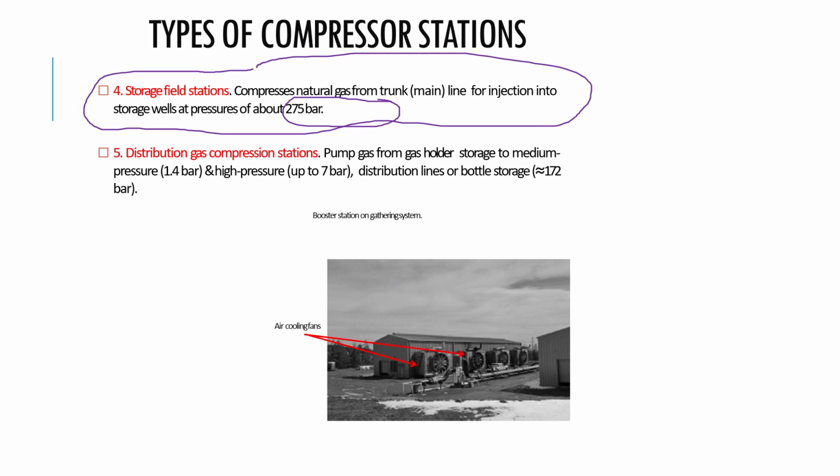And the last one will be what we call the distribution gas compression station, which will pump gas from the storage area at high pressure to a relatively medium pressure of approximately 1.4 bar and high pressure up to 7 bar.